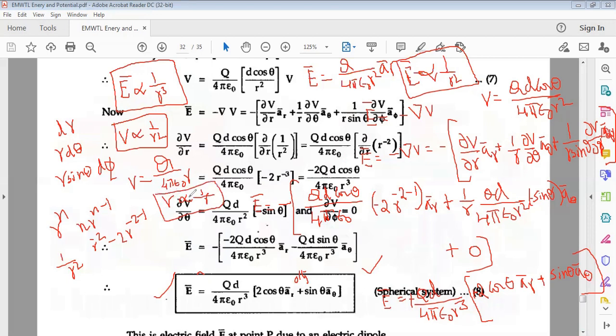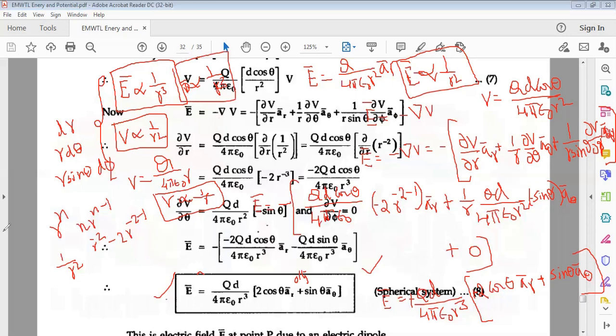In the point charge, potential is proportional to 1 by r, and the electric field intensity, or the electric flux density, is proportional to 1 by r square. But in the dipole, the voltage is proportional to 1 by r square and the electric field intensity is proportional to 1 by r cube. Similarly, D bar is also proportional to 1 by r cube because the relation is epsilon naught into E bar.